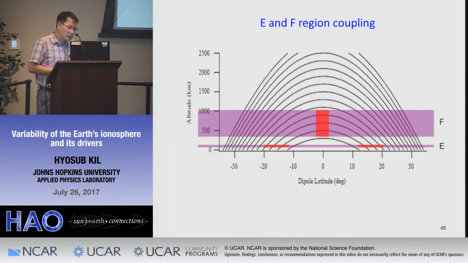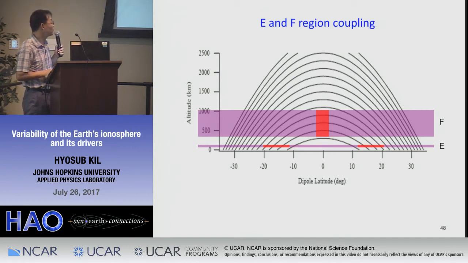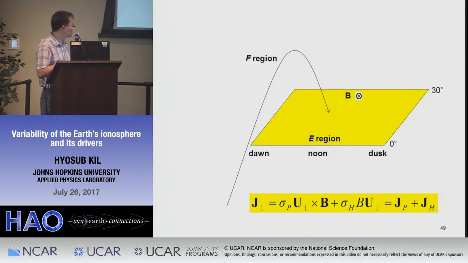And the other thing to consider in low latitude is that the F region that you're interested in is connected along the magnetic field line to the E region. So if the electric field develops here, this electric field can affect the plasma motion in the F region. Just to explain this idea, this is the magnetic field line. This is the magnetic equator. Let's assume this is about 10 degree magnetic latitude, E region. This E region is connected to the F region along the magnetic field line.